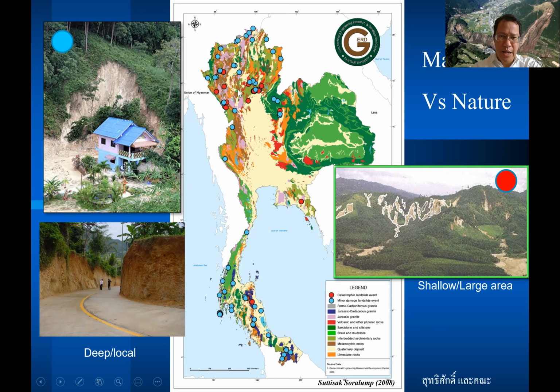The background color is representative of the geological rock type. You can see that no matter what rock type, if you cut the slope, it has the potential of sliding. But the natural landslides occur concentrated in some types of rock, in some areas only, where the monsoon or the storm normally passes by. So that's why the landslide might occur in that area.